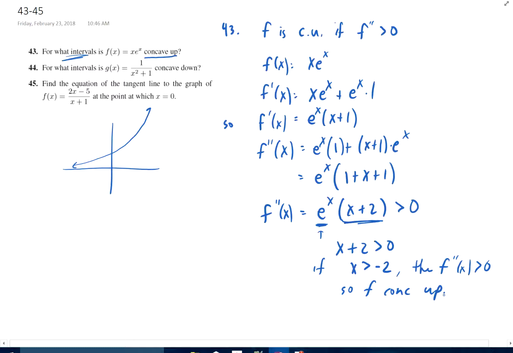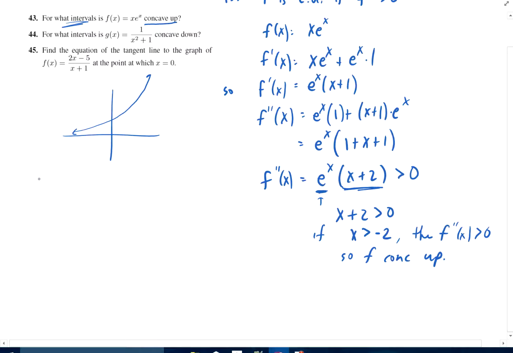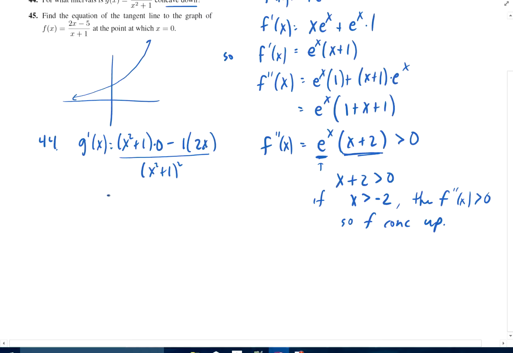Alright, there's 43, 44. Same type of thing here. We want to know, where is g concave down? That's when the second derivative is negative, so let's find the second derivative. So g prime of x is the bottom times the derivative of the top, minus the top times the derivative of the bottom, all over the bottom squared. So if I simplify this, I get negative 2x over x squared plus 1 squared.